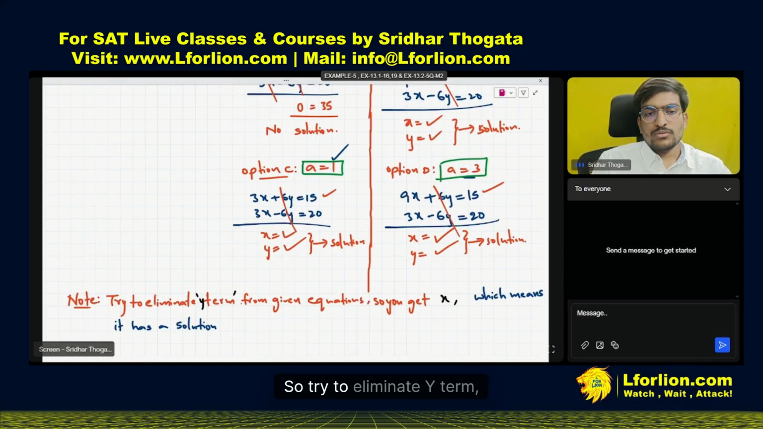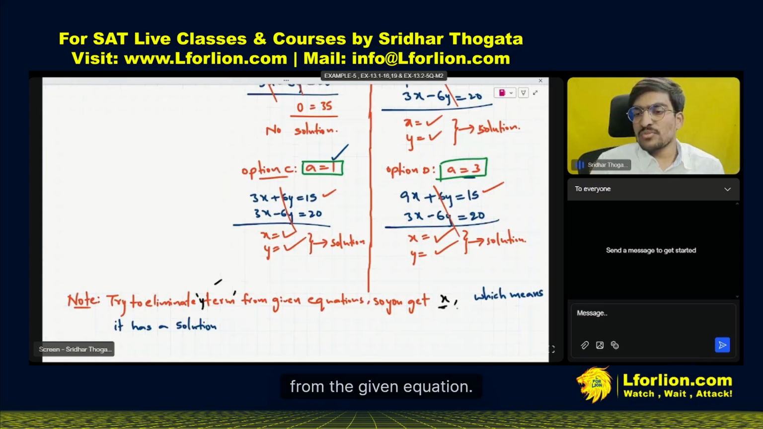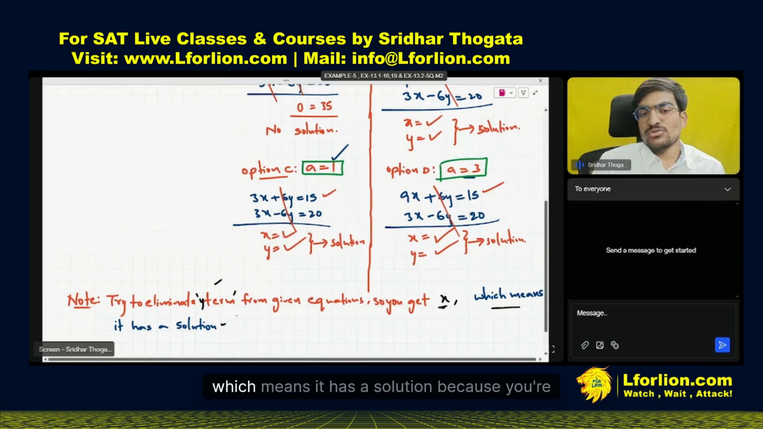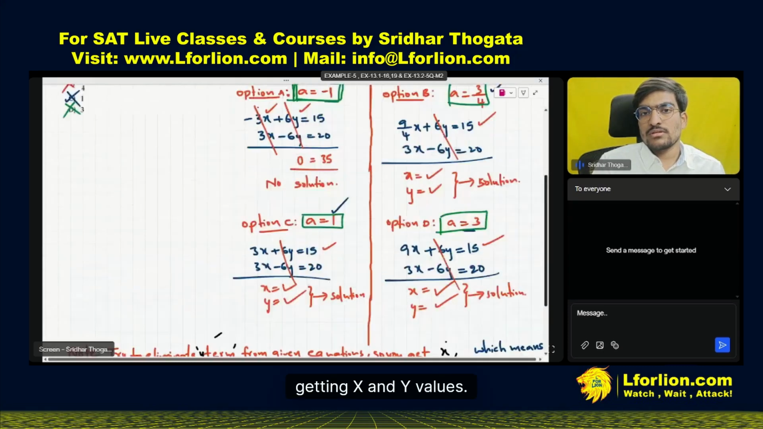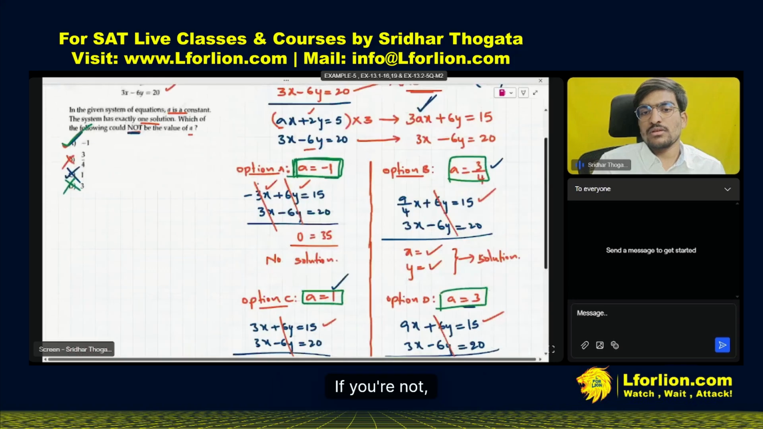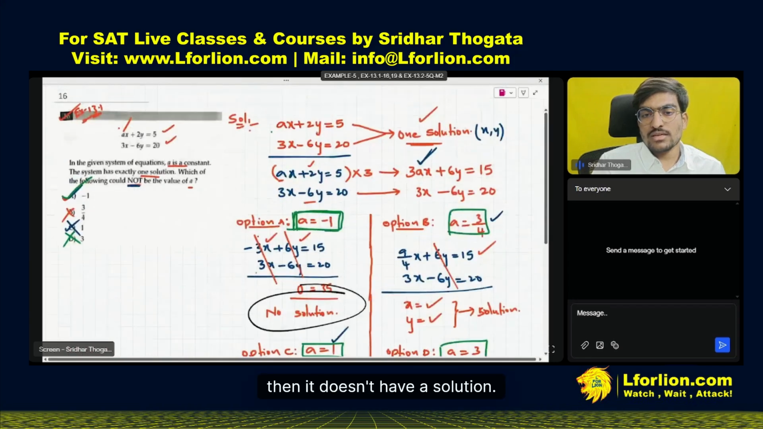So try to eliminate y from the given equation, so you get x, and substitute back, which means it has a solution because you're getting x and y values. That's how we solve. If you're not, then it doesn't have a solution.